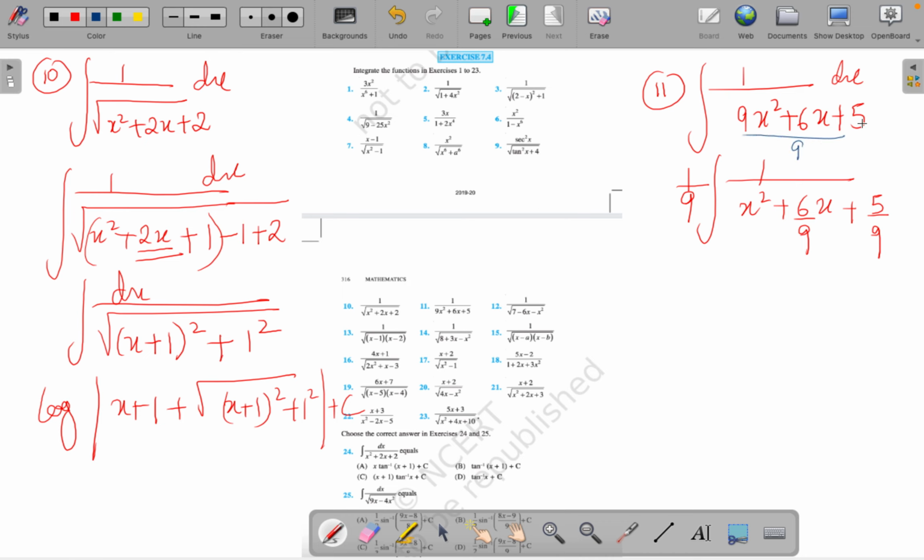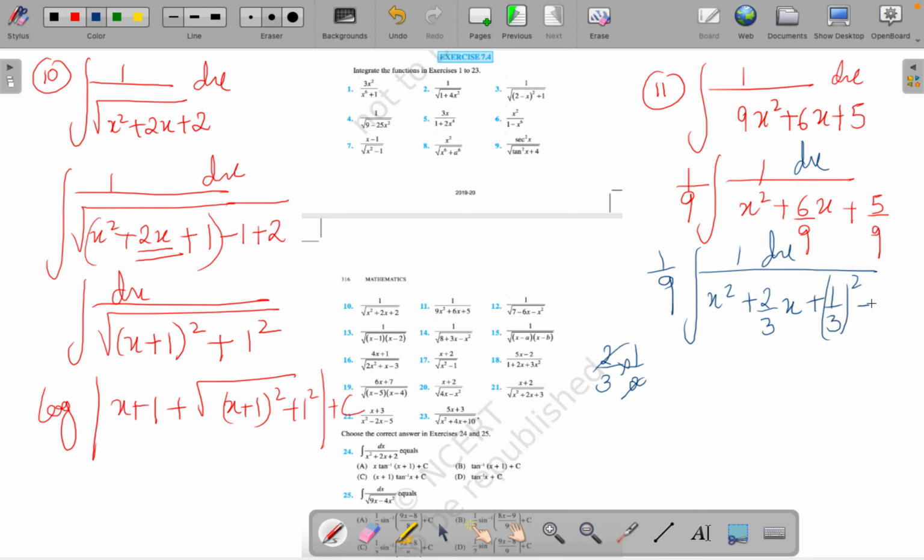I've divided this by 9, children, and I've multiplied this by 9. So this 9 has gone out and this 9 has got divided by each of the terms. I hope the concept was clear. All right. Now, after this, of course, dx remains. This can be simplified and written as 2 by 3x. Now, children, again, coefficient of x divided by 2 will be 1 by 3. So, 1 plus 1 by 3 whole square minus 1 by 3 whole square plus 5 by 9.